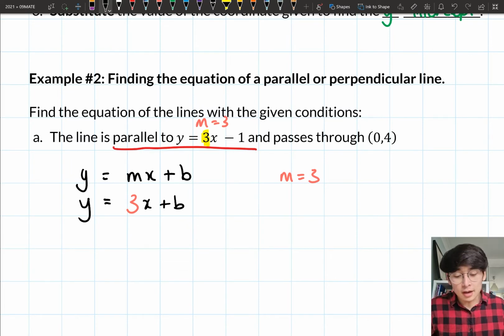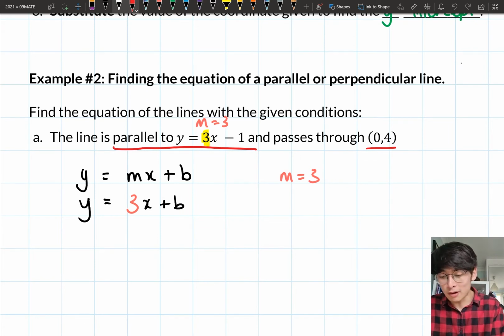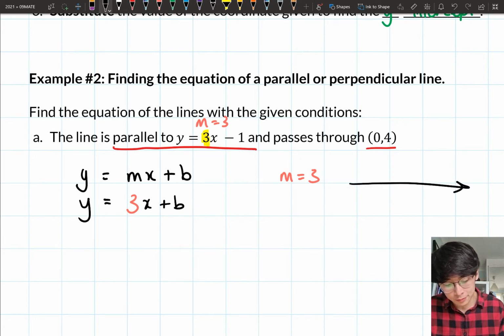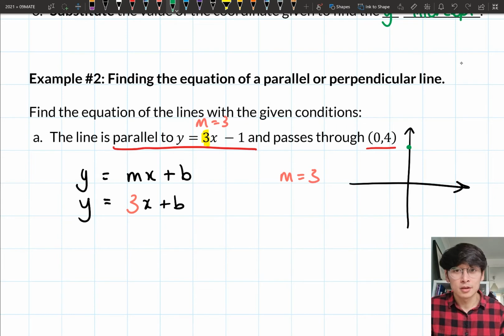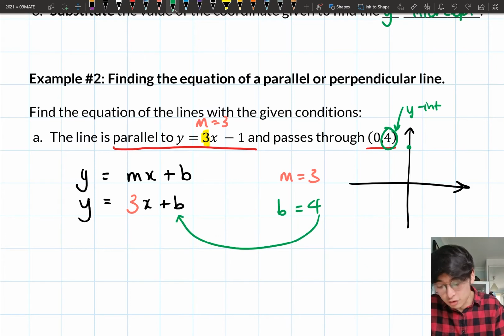The next step is to substitute any point that we have to find the y-intercept. Here, they give me the point (0, 4). If you think about that point for a second, if I was to put that on a Cartesian plane, (0, 4) would be all the way up here on the y-axis. So what this tells me is that this 4 is my y-intercept. That's just the value of b, and I can substitute that straight in.